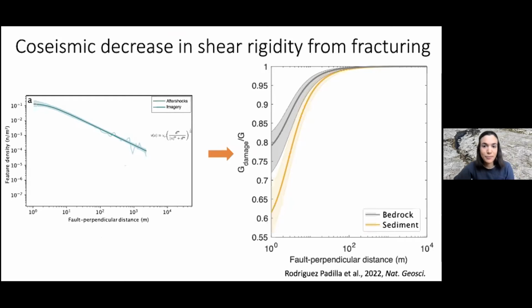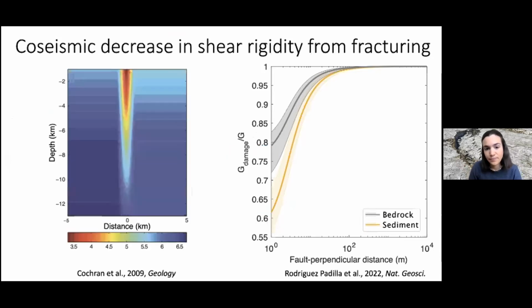Based on this analysis, we predict a decrease in shear modulus by 40% immediately adjacent to the fault and sediment. I guess I should mention that G damage over G is the ratio of the shear modulus of the damaged material versus the undamaged material. So you can think of this as a percentage. So about 40% decrease in sediment immediately adjacent to the fault and about 20% in bedrock, declining to less than 1% at 100 meters away. And I should note that these estimates are within the rigidity decrease range that was geodetically estimated for secondary damage zones by Eric Xu, also in the Ridgecrest area.